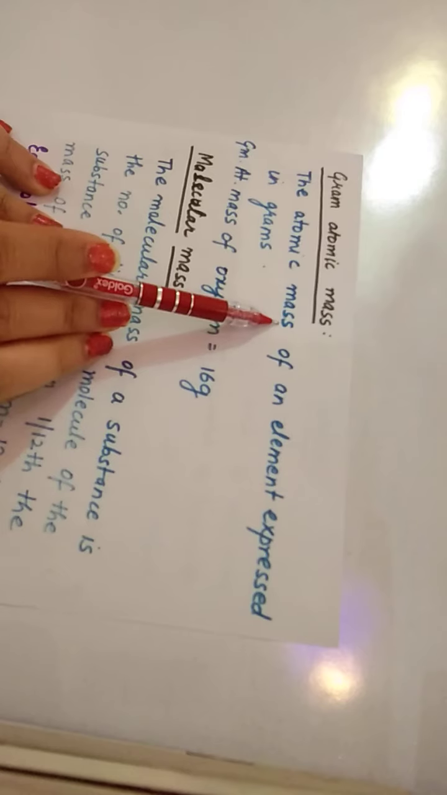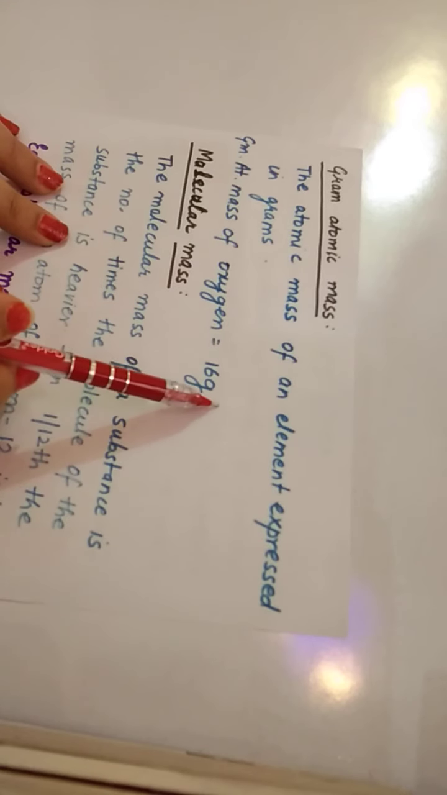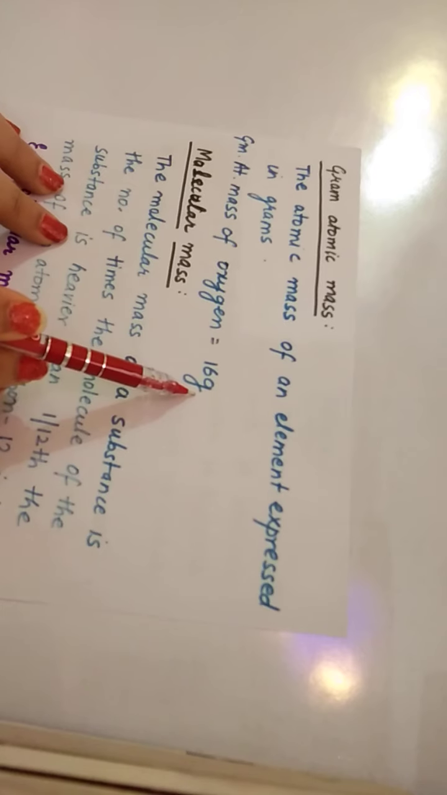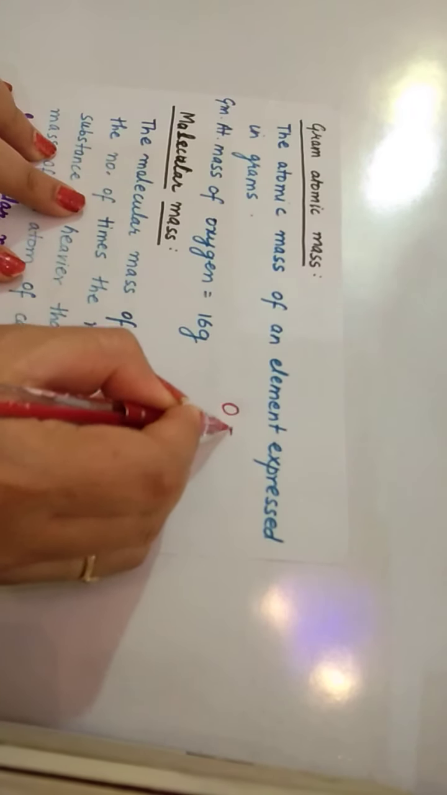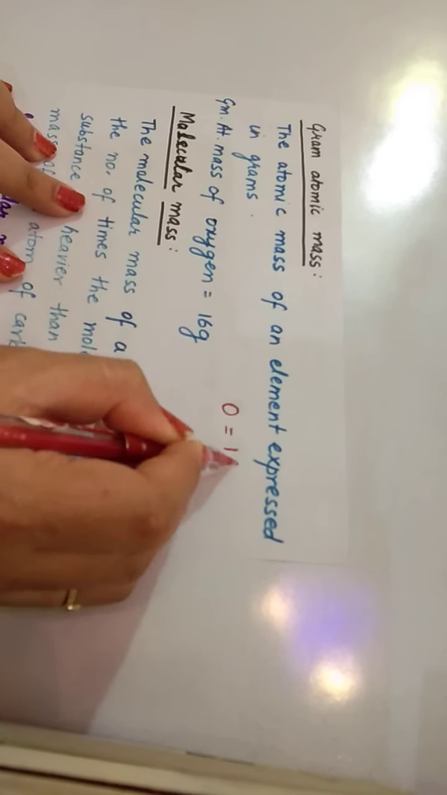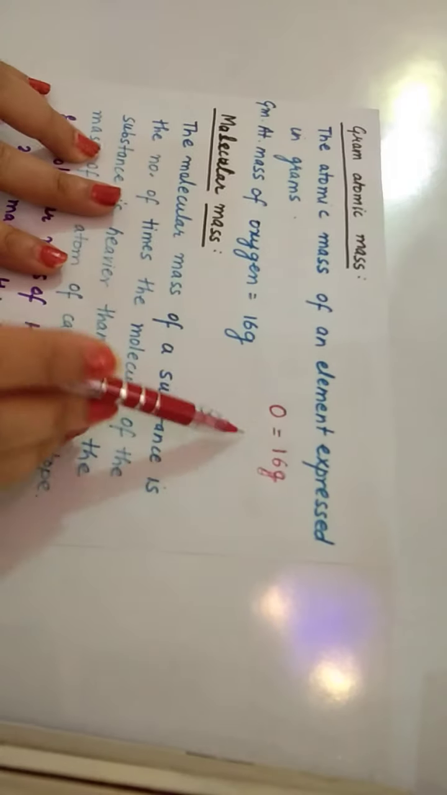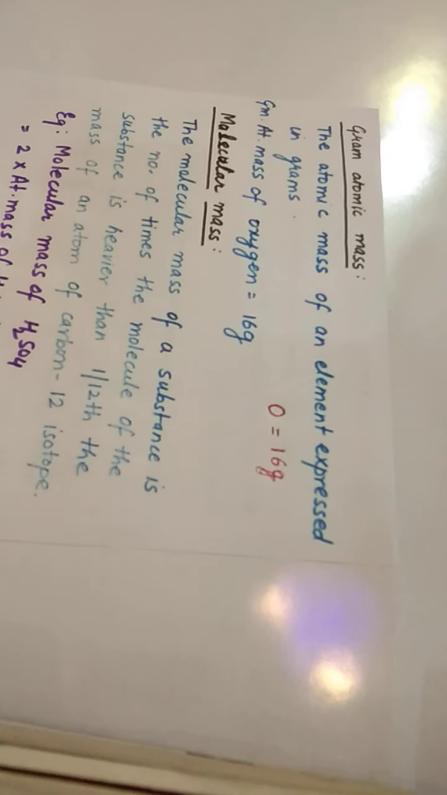Next is gram atomic mass. The atomic mass of any element when expressed in gram gives you the gram atomic mass of that element. So for an oxygen atom, the atomic mass is 16 gram. It is for one atom of oxygen, the atomic mass expressed in gram. So it is 16 gram.